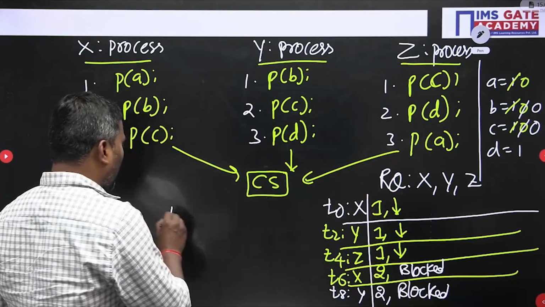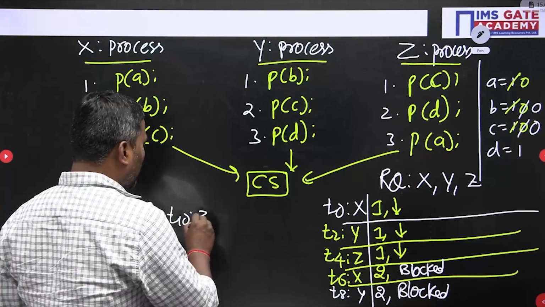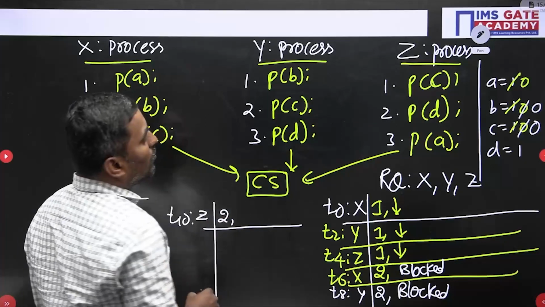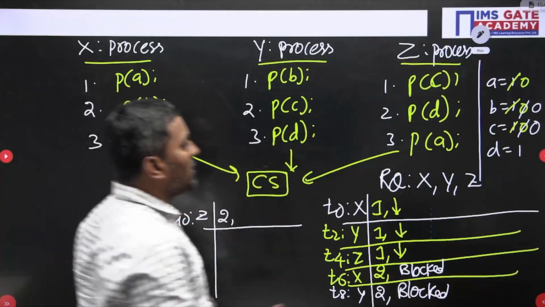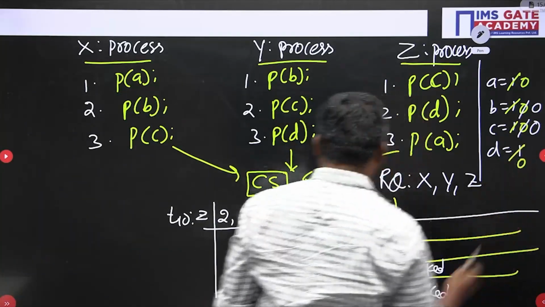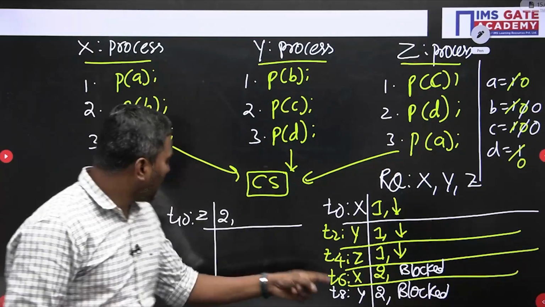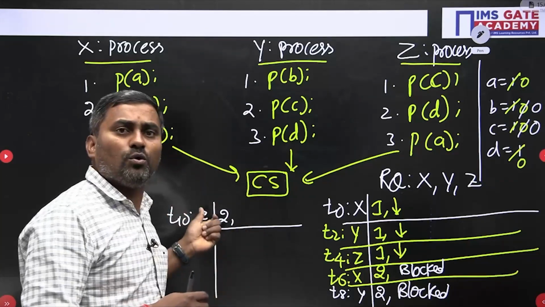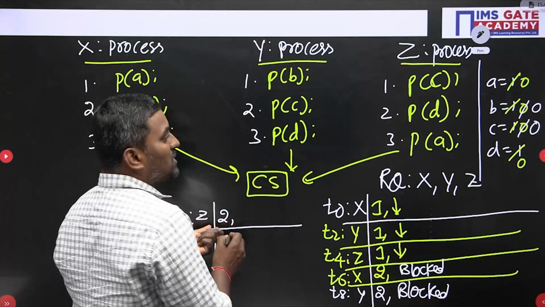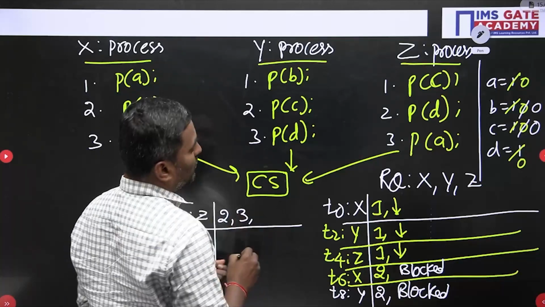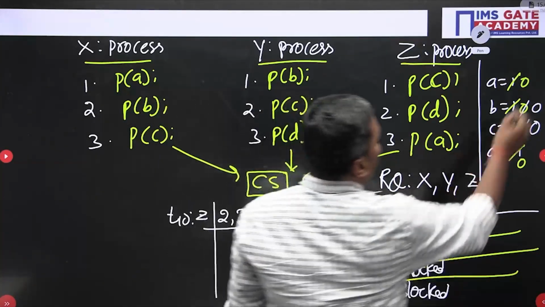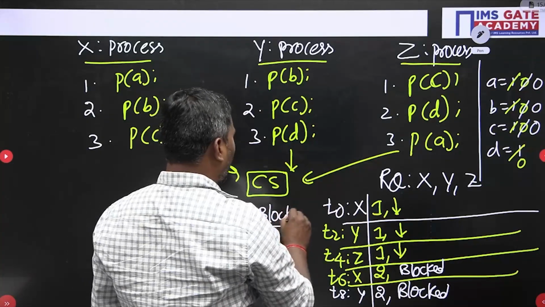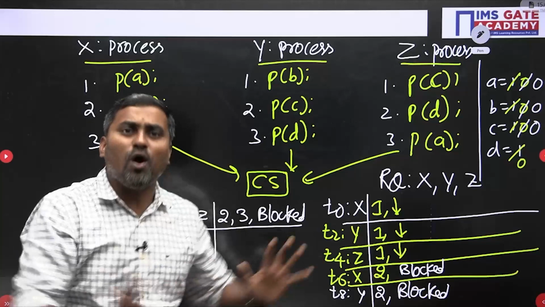At time T10, process Z is scheduled and runs its second statement, down on D. D's value is 1, down gives 0, successful. X and Y are already blocked, so the ready queue has only this one process, which can run. The second statement is successful. The third statement is down on A, value 0, so this is blocked too. Correct or not? All three processes are blocked.